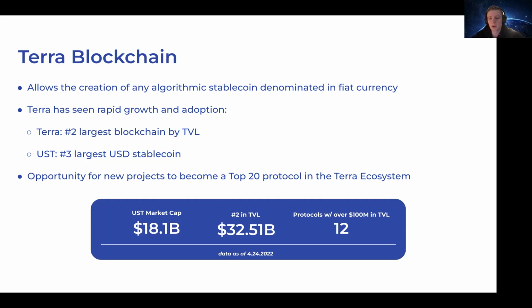There's only 12 protocols right now with over $100 million in TVL. And so that means potentially, if you want to start building on it, you have a good space to start growing. The UST market cap is currently 18.1 billion as of about 4 days ago. Since then, even it's grown by about 200 to 300 million. I believe it's at about 18.3 billion right now. So it's a very rapidly growing space.